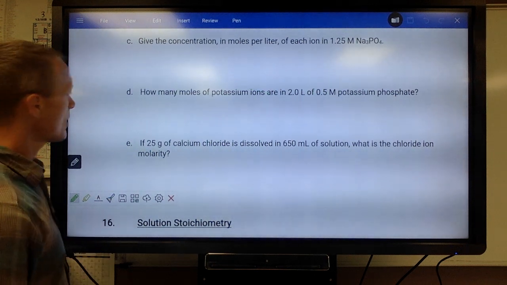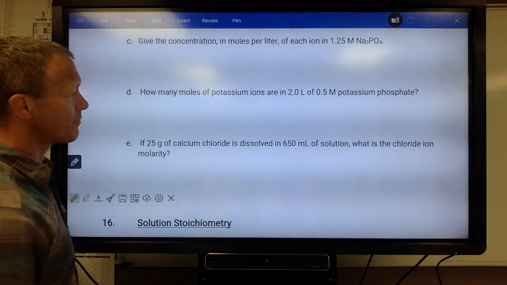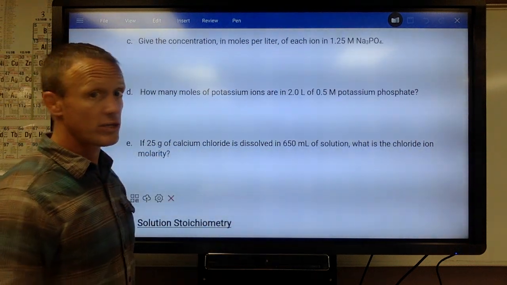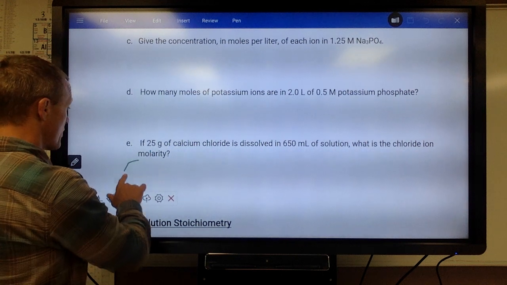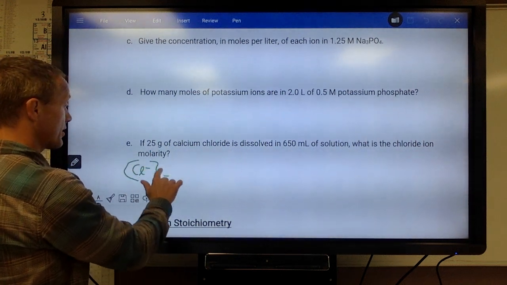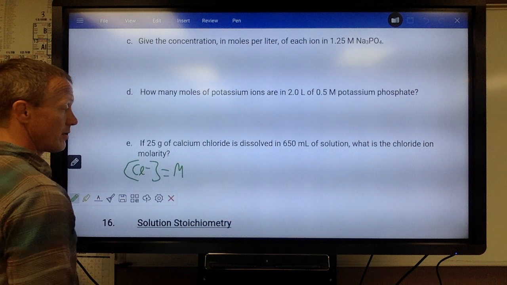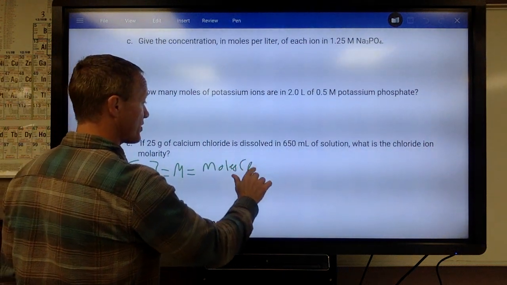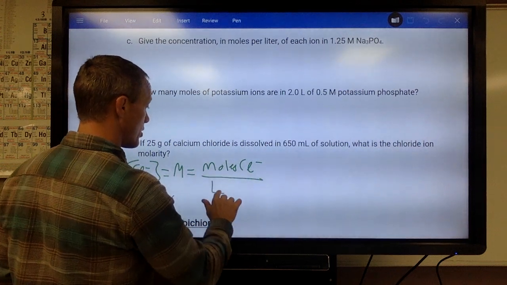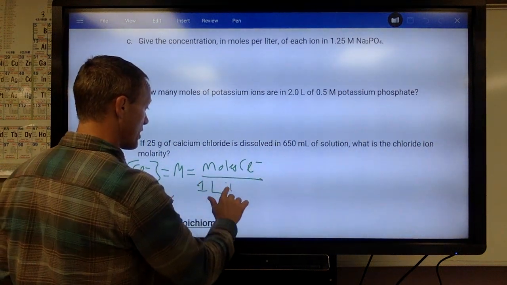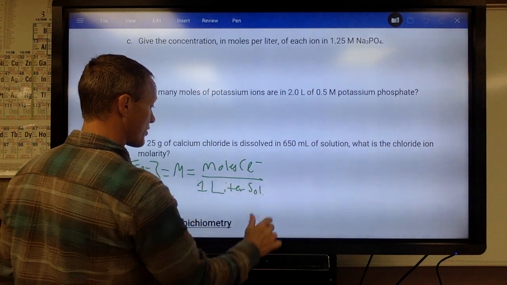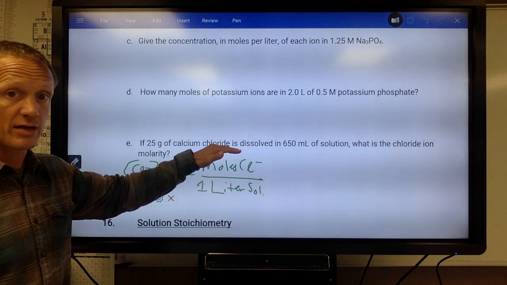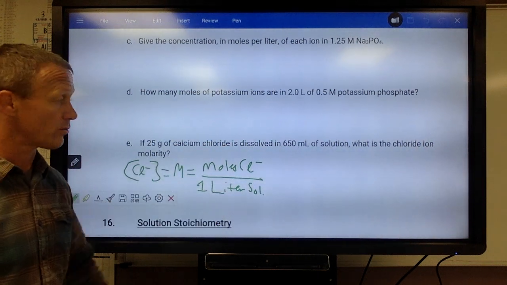One more. You have 25 grams of calcium chloride. What is the chloride ion molarity in this much solution, so not in a full liter? We want to know the concentration of Cl- ions in molarity. In other words, we need to know moles of Cl- ions per 1 liter of solution. So we have to figure out how many moles of Cl- ions there are and divide by our liters of solution.